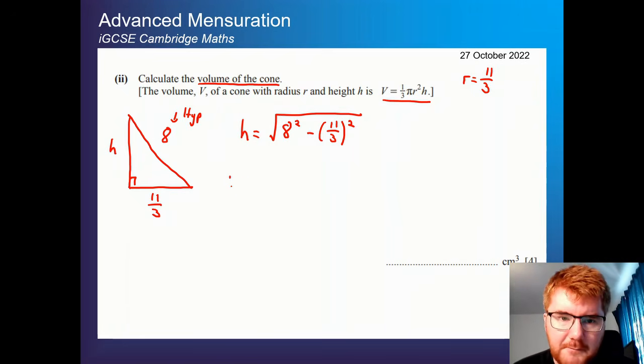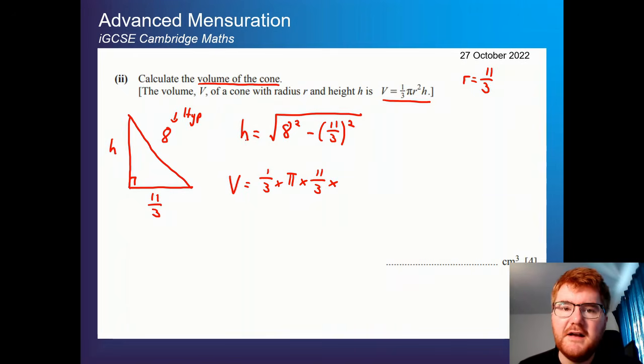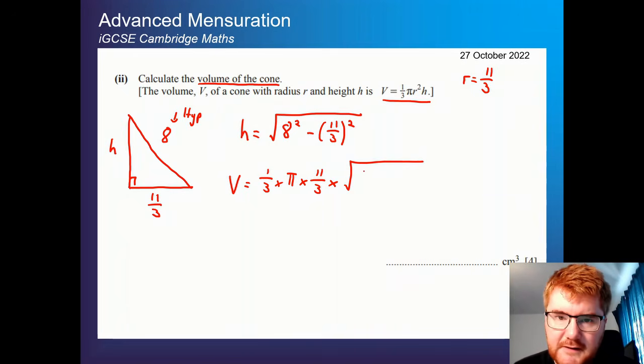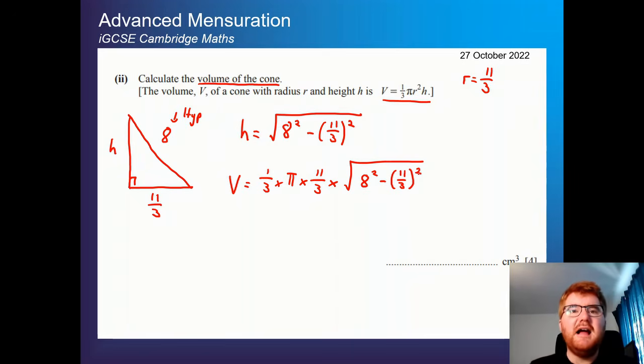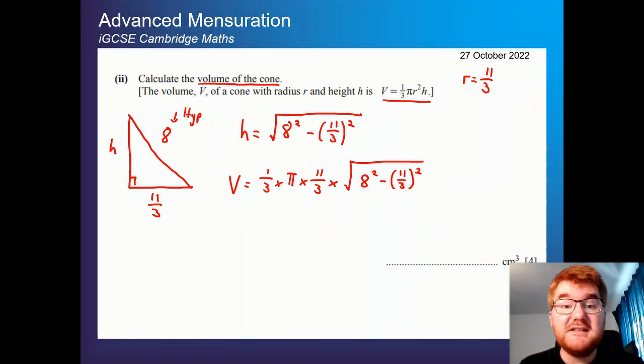Now to work out the volume, all I'm going to do is substitute in everything that we have. So we have 1/3 times pi. Now the radius of this particular cone we already worked out, so 11 over 3. And then the height, which we've just worked out as an expression here, so 8 squared minus 11 over 3 squared. So notice I haven't done anything on my calculator until I've got to this very last point of the calculation to avoid those rounding errors. So let's go to the calculator and work this out.